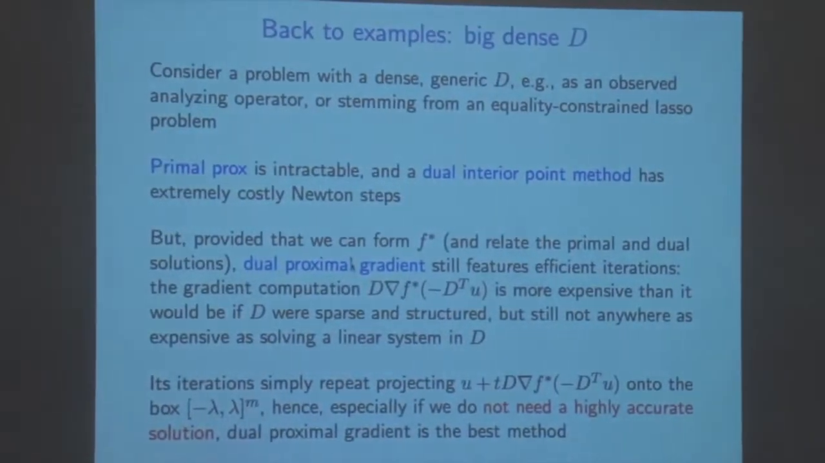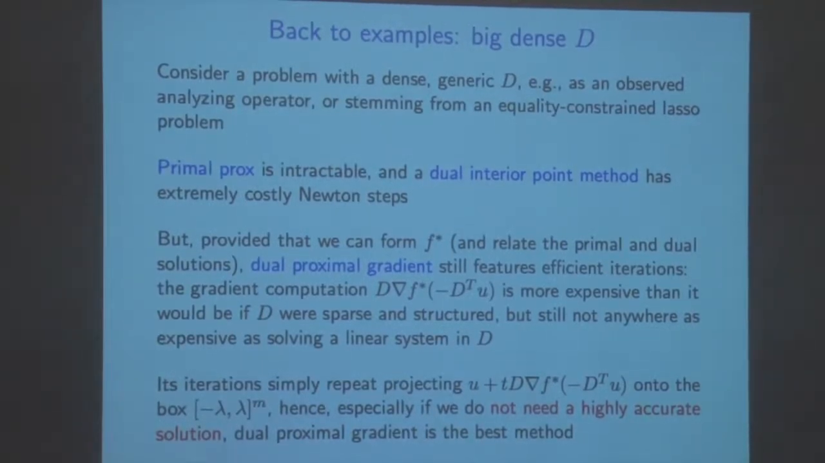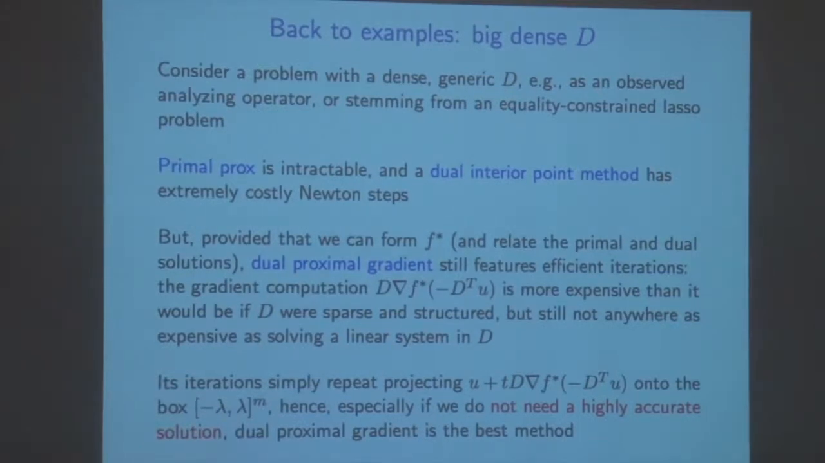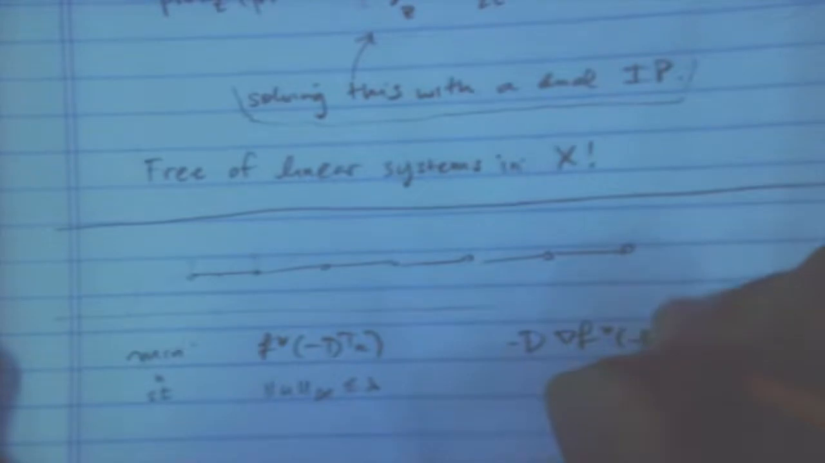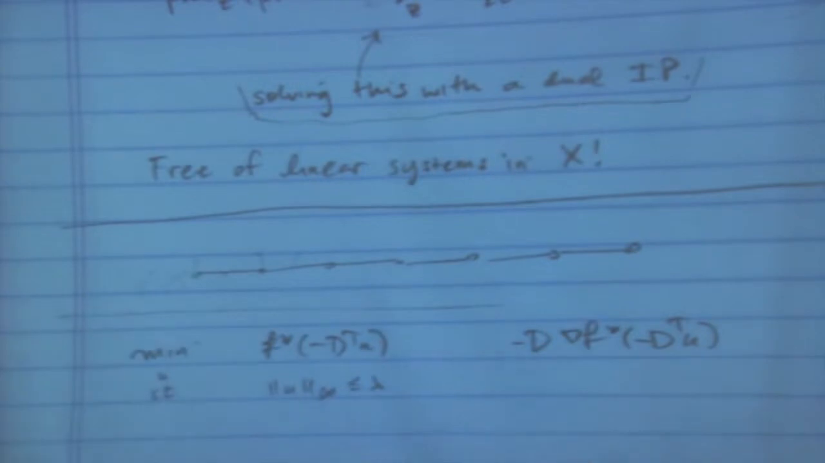Dual proximal gradient now is starting to look pretty good. It's an example where it looks kind of poor in all of the other problem instances. In this case, it actually looks pretty good. Why? If you remember what the dual looked like, it was projecting something that had to do with the gradient of our smooth part onto the box. The gradient of this is just going to be given by minus D times the gradient of f star evaluated at minus D transpose u. That's possible to calculate even when D is dense, it just requires a matrix multiplication.